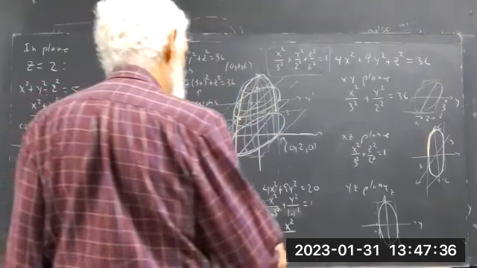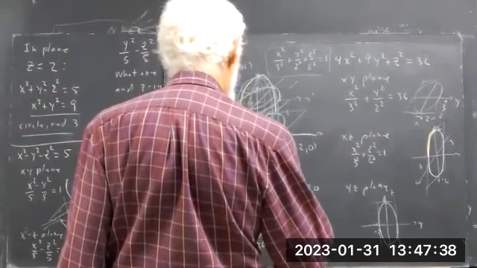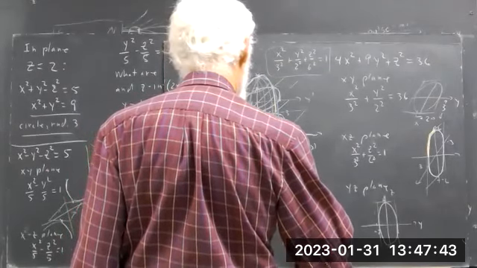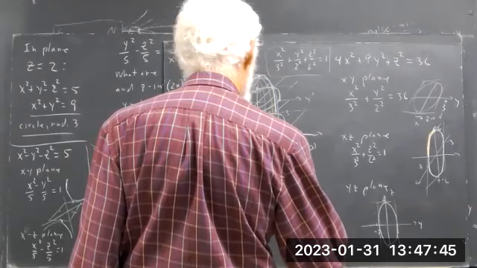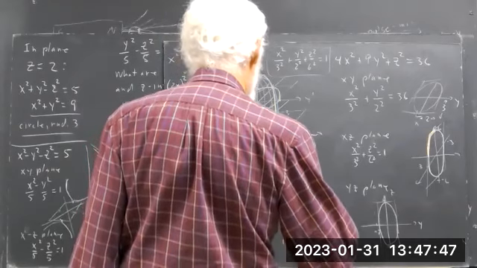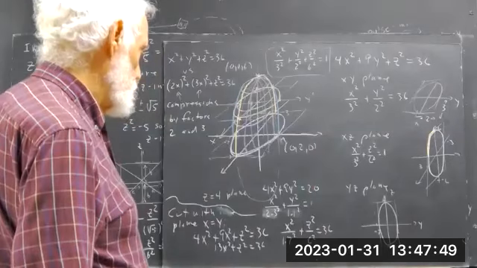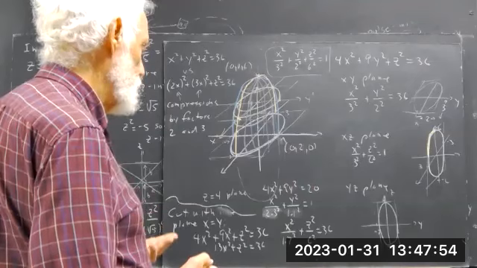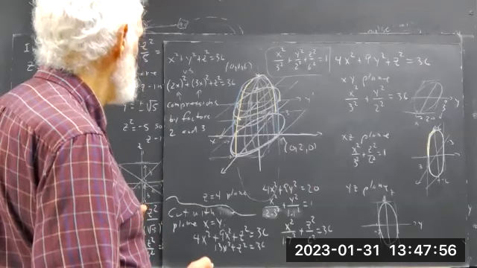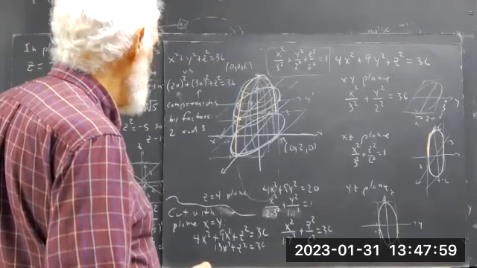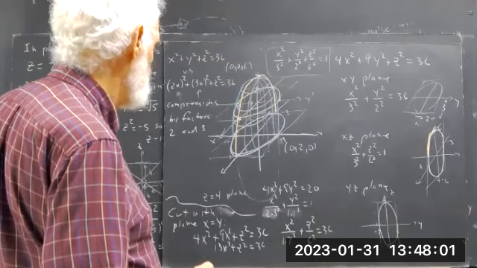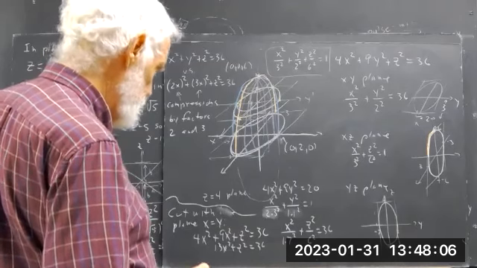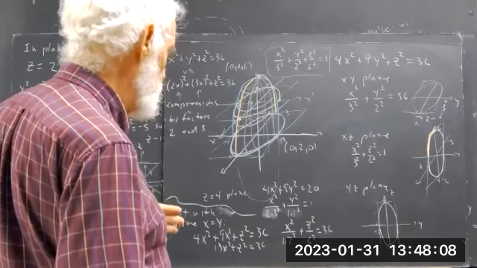And there's something wrong with that. It makes it too skinny. I should have 36 over 13, which is about 3.